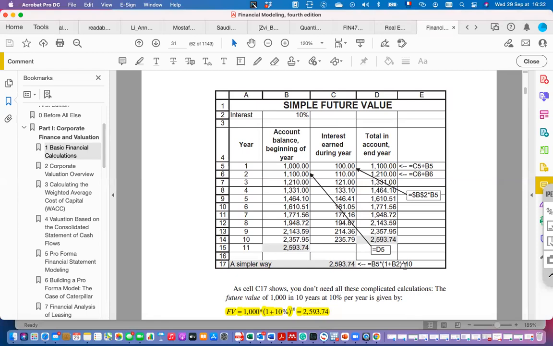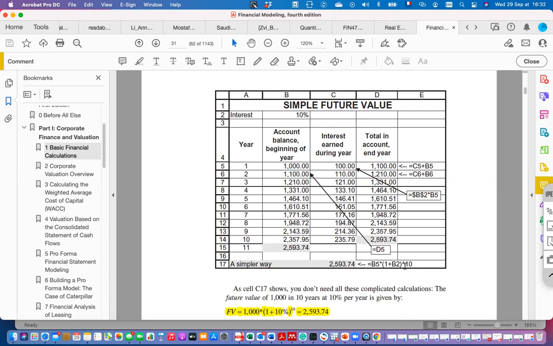And then there is a second way to do it by processing step by step, which means for every year you will compute the account balance at the beginning of the year, the interest, and the total in the account by the end of the year, and so on. I will show you how you can do it.